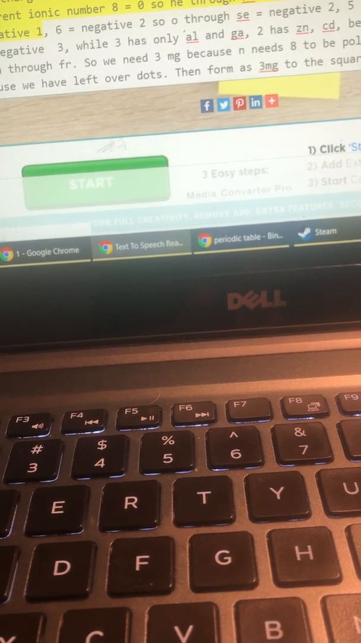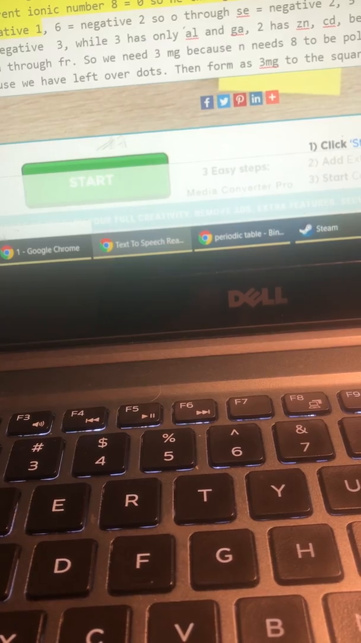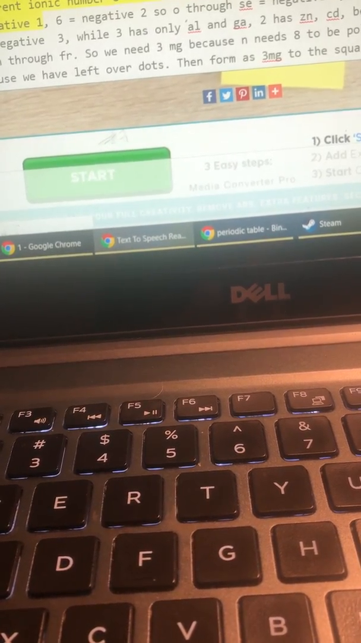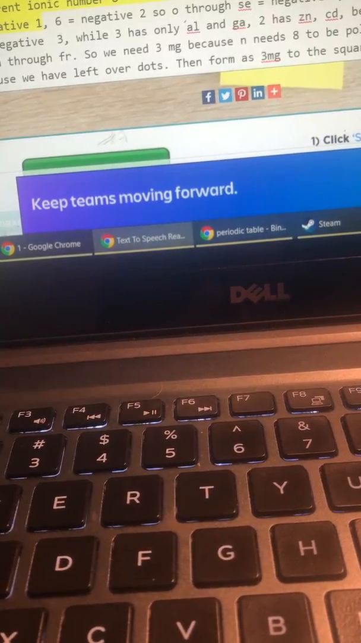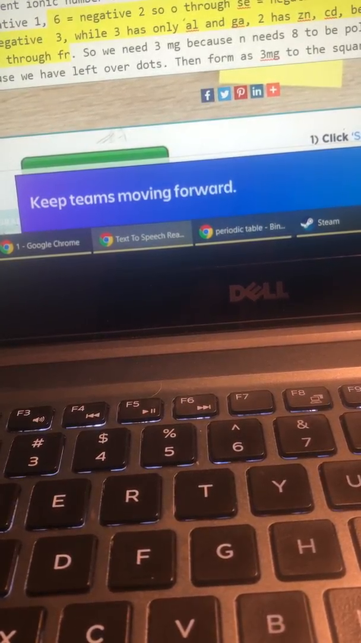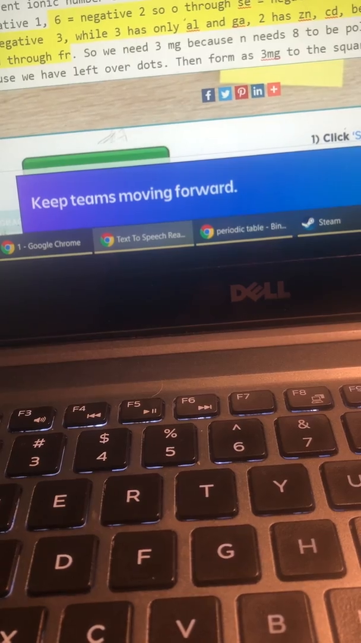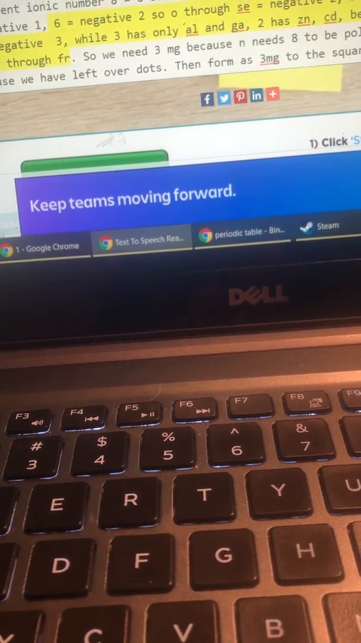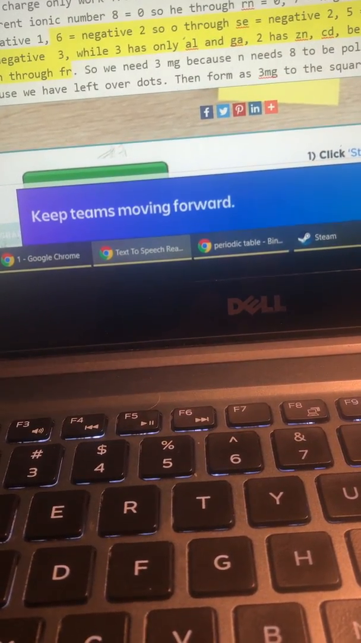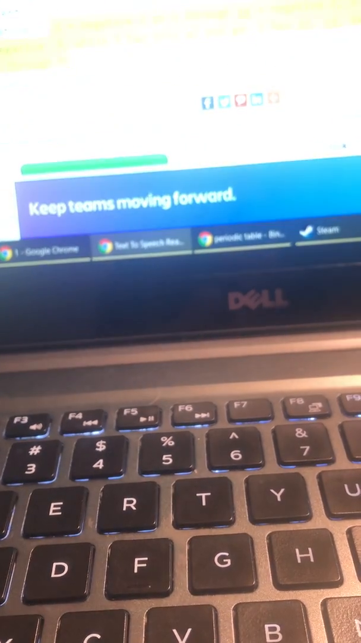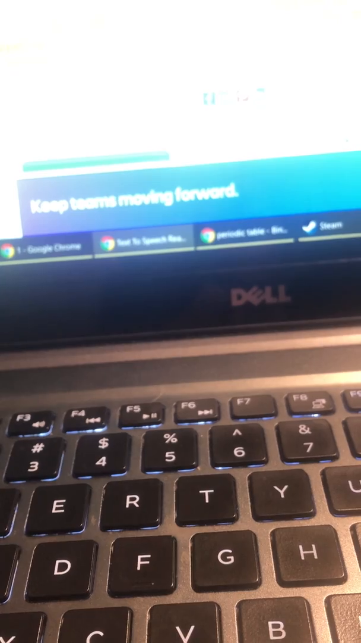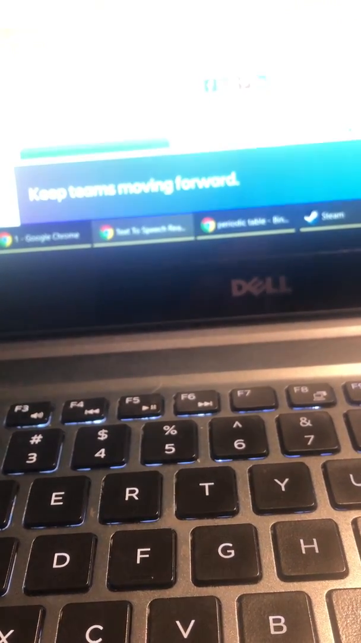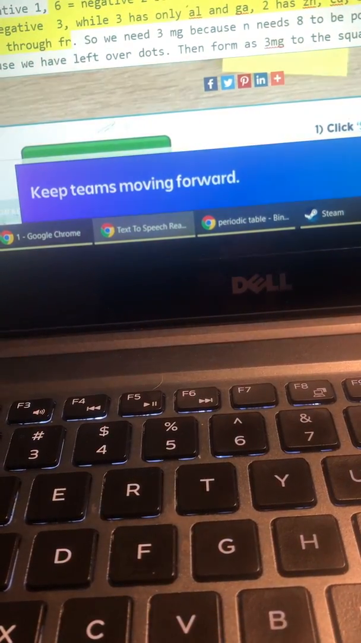8 equals 0, so He through Rn equals 0. 7 equals -1, so F through I equals -1. 6 equals -2, so O through Se equals -2. 5 equals -3, so N to P equals -3, while 3 has only Al and Ga, 2 has Zn, Cd, Be through Ra, and 1 has H through Fr.